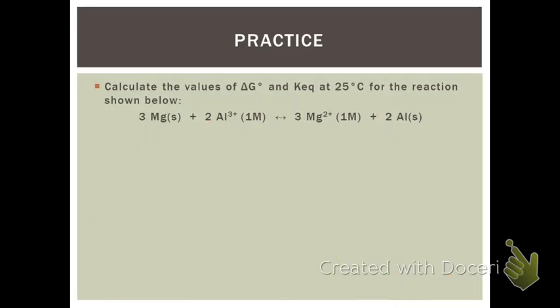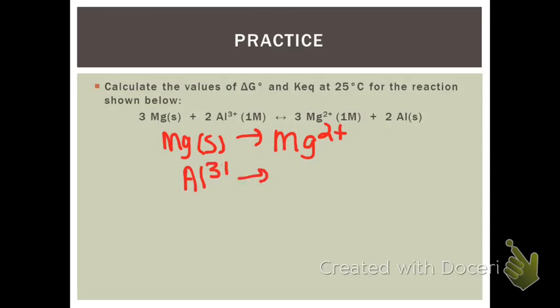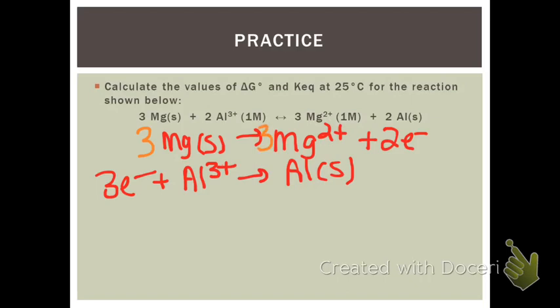Here's another one. Calculate the value of delta G and K eq at 25 degrees Celsius for the reaction shown below. Now, again, I have to split it. I've got Mg solid goes to Mg2+, and I've got aluminum 3+ goes to aluminum solid. Balancing it, I get 2 electrons on the first one, 3 electrons on the second one. The common multiple of the two is 6, so I'm going to multiply the first reaction by 3 and the second reaction by 2.